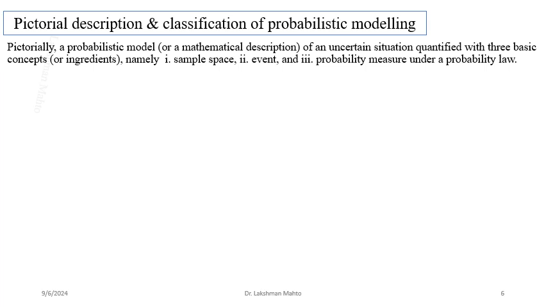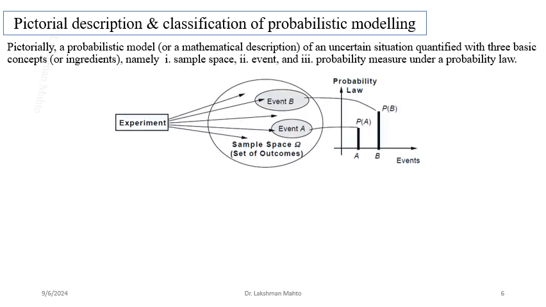Pictorially, a probabilistic model of an uncertain quantity or whatever random experiment involves three basic concepts, or ingredients: sample space, event and probability measure. The computation of the probability measure is done through a probability law. Probability law is the tool through which you are able to compute the probability measure of an event. So your probability law is very important. If you combine all these together, you get a probabilistic model of a random experiment or random phenomenon.